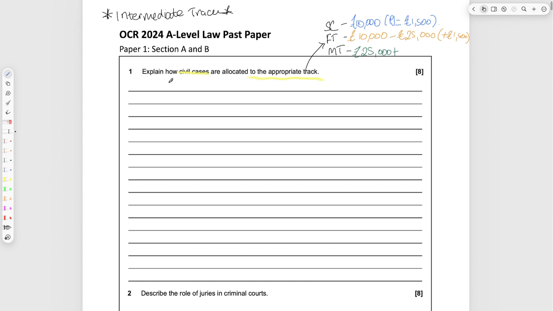However, if you have a look at the mark scheme for the 2024 paper, which is the one we're doing now, it does say on there that the intermediate track is not actually necessary for full marks, so you don't need to mention it. As long as you've got a solid base understanding of the small claims, the fast track and the multi-track, you will be fine. Okay, so let's have a look at the process first.